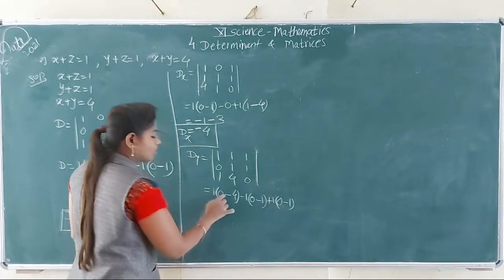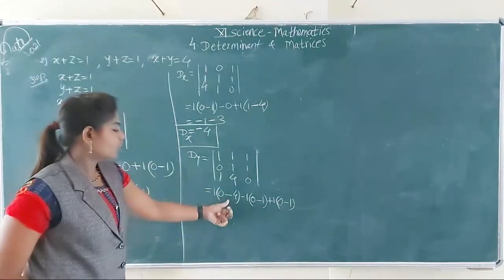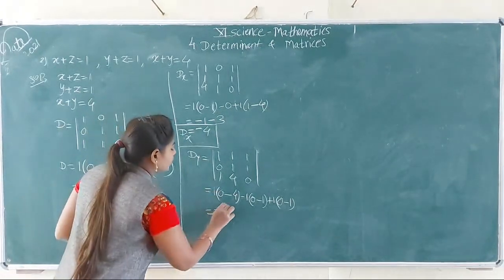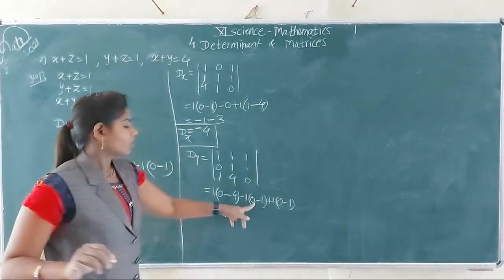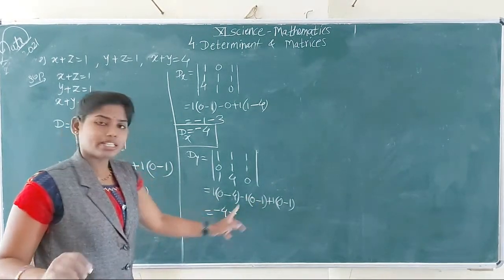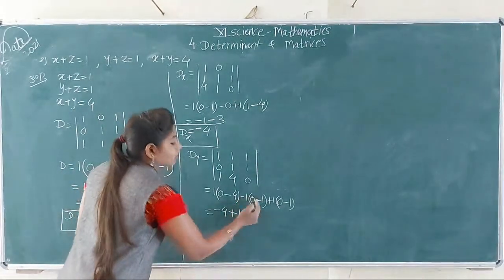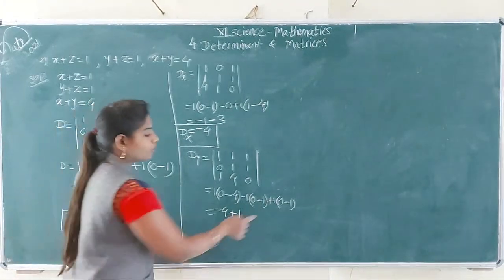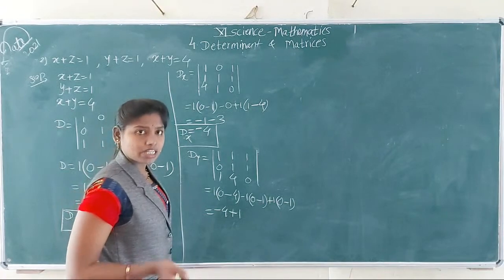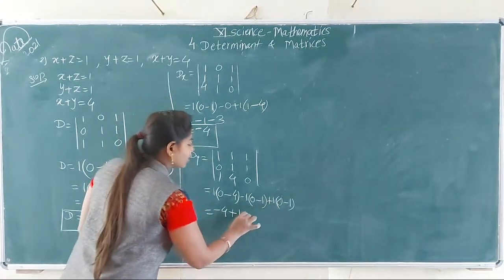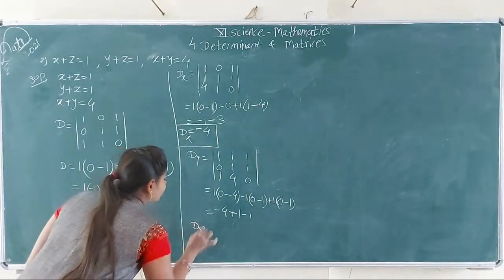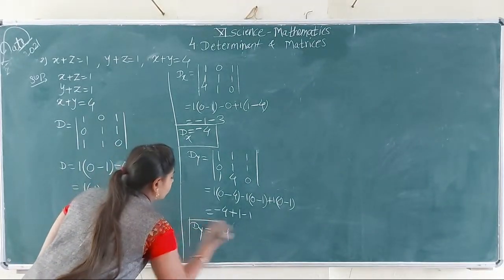That is 0 minus 4. 0 minus 4 is minus 4. Minus 4 into 1 is minus 4. 0 minus 1 is minus 1. Minus 1 into minus 1, that is plus 1. Minus minus becomes plus. 1 minus 0 minus 1. 0 minus 1 is minus 1. Minus 1 into 1, that is minus 1. Plus 1 minus 1 is 0. That is Dy is equals to minus 4.